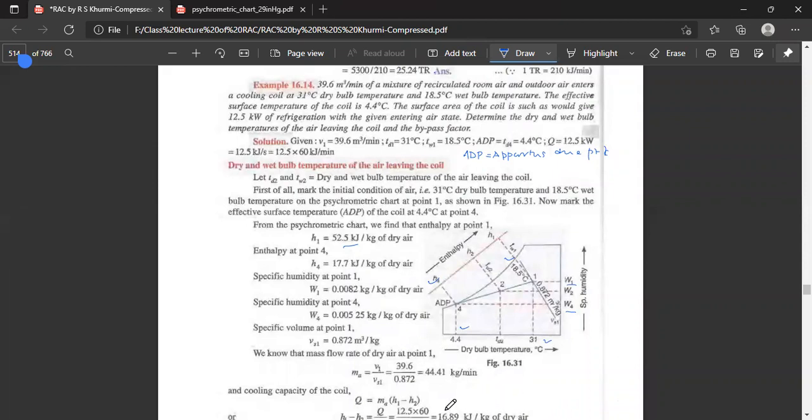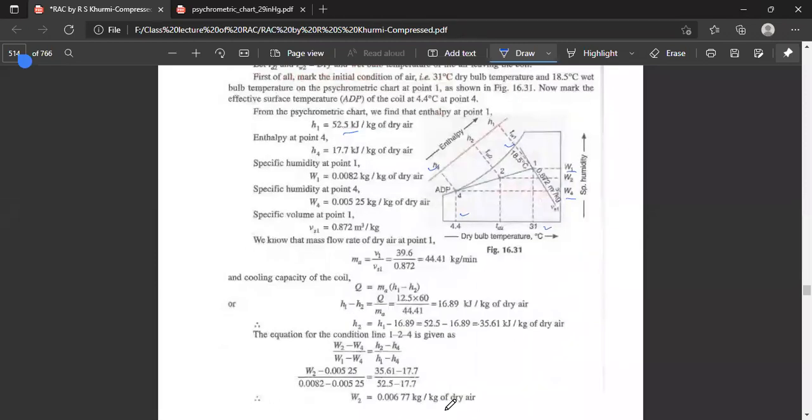Now, the cooling capacity of the coil is given as H1 minus H2, or Q divided by mass of air, so Q is 12.5 into 60 divided by 44.4, that is 16.9 kilojoule per kg. H1 is available from the chart as 52.5, and so H2 is equal to 34.61. The equation for the condition line 1 to 4 is W2 minus W4 over W1 minus W4 equals H2 minus H4 over H1 minus H4. We put in the individual values of W4, W1, H1 and H4, and we get W2, the specific humidity at point 2, as 0.00677.